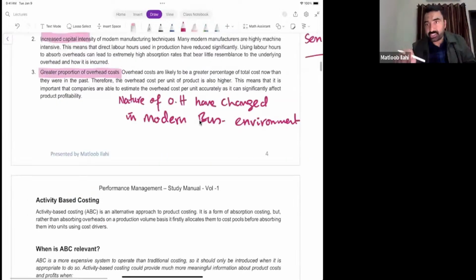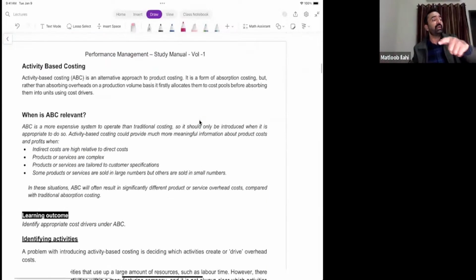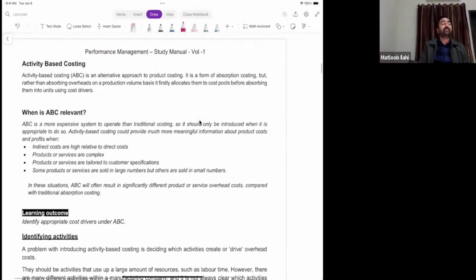Okay, I hope all this discussion would help you to understand a broader picture. Now we are going to start what is ABC. ABC is an alternative approach to costing. It is a form of absorption costing. But rather than absorbing overheads on a product volume basis, meaning using a single rate, it firstly allocates them to cost pools before absorbing them into cost units.